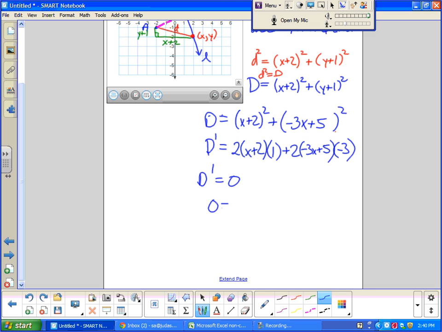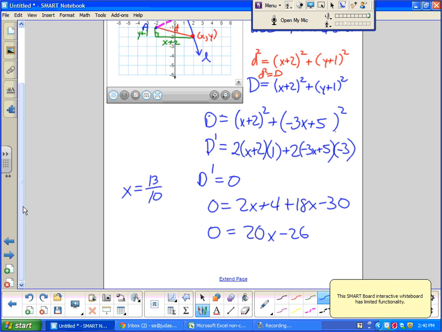So I get 0 equals, distributed, 2x plus 4. Negative 6 is these 2 times negative 3, plus 18x, negative 6 times 5, negative 30. So I get 20x minus 26 equals 0. Awesome. X is 26 over 20. How about 13 over 10? And guess what I just found, guys? I found the x-coordinate of the point that makes the distance a minimum.